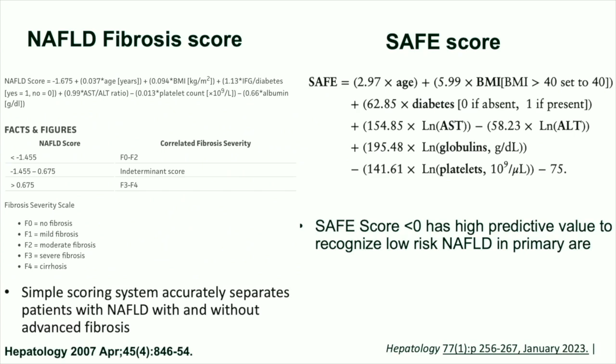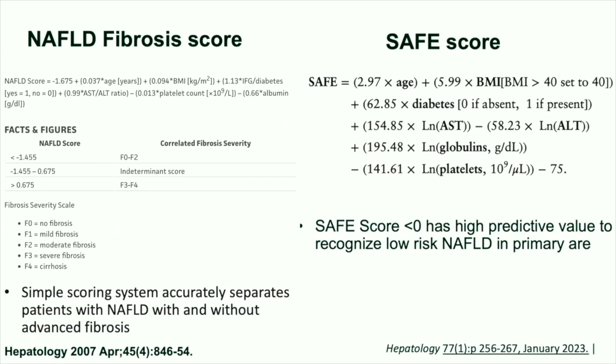Similarly, Ray Kim at our institution, Stanford, came up with a SAFE score, and it's a similar concept here. You use BMI, diabetes, globulin level, and platelets. Not all of these are readily available, but you can order them. And this is a primary care test, and if you have a SAFE score less than 0, this has a high negative predictive value to recognize low-risk metabolic dysfunction-associated steatotic liver disease.